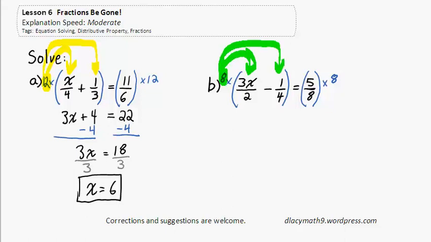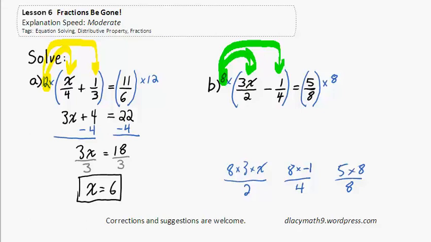Let's see what I'll be doing. 8 times 3 times x divided by 2. That's what's going on in this section. I will follow that up with 8 times, now get the sign right, negative 1, this negative here, divided by 4. And then finally I will do 5 times 8 divided by 8.